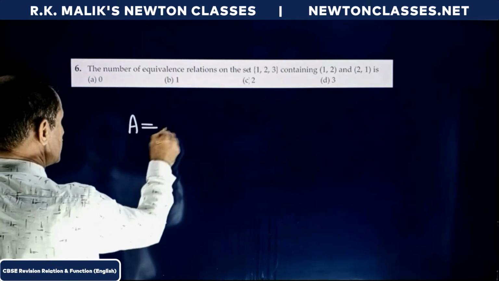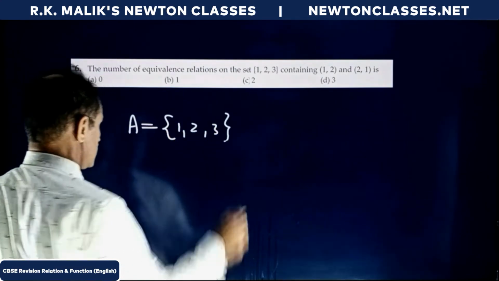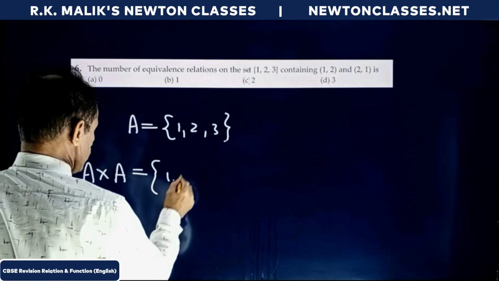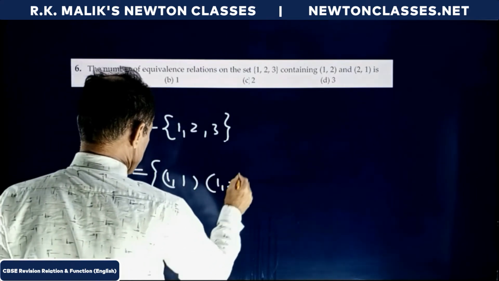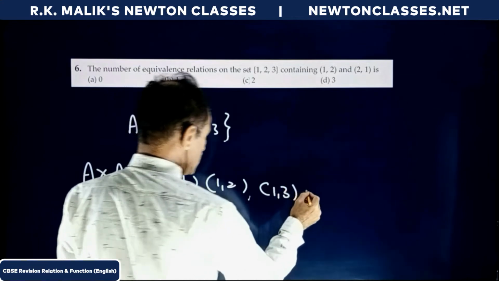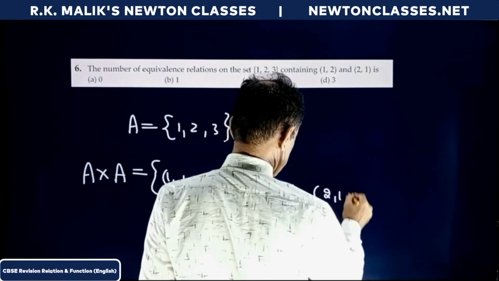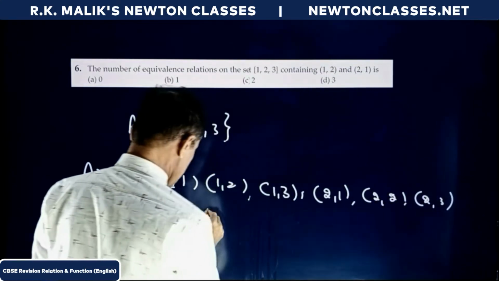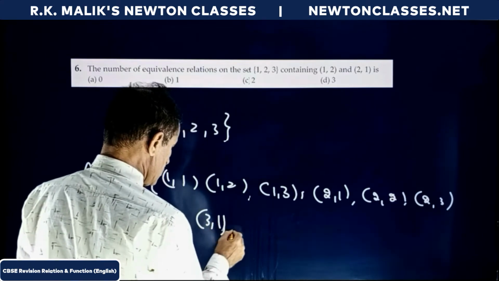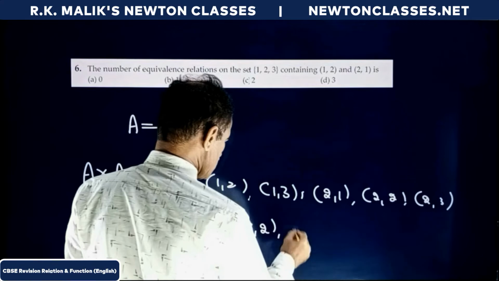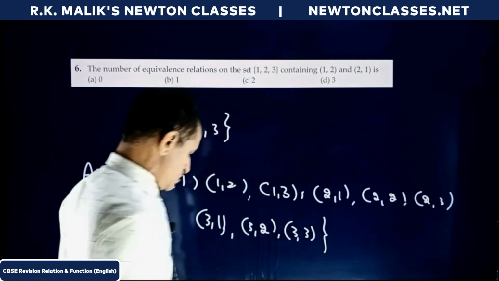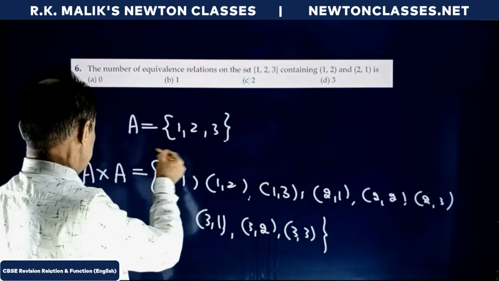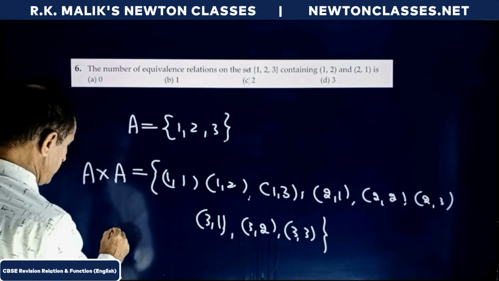Suppose the name of the set is A. It is clear that A cross A will be (1,1), (1,2), (1,3), (2,1), (2,2), (2,3), (3,1), (3,2) and (3,3). Obviously, if there are 3 elements in A, number of elements in A cross A will be 3 square, that is 9.